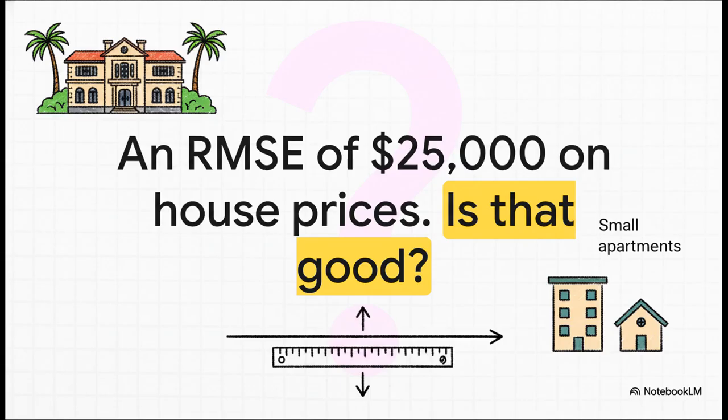In that context, being off by 25K might be an amazing prediction. But if you're predicting little studio apartments that cost 150K, then a 25K error is, well, it's terrible. It all depends on the baseline.